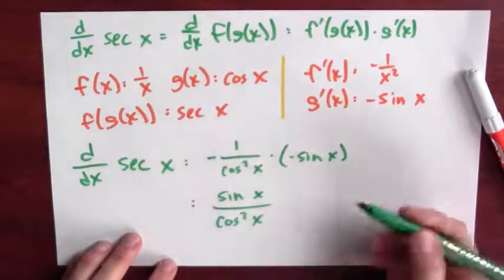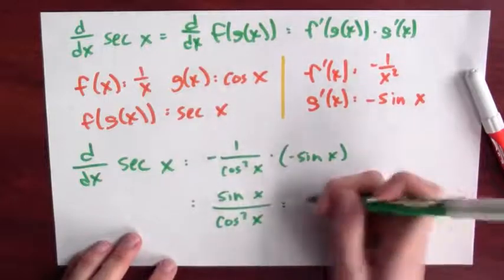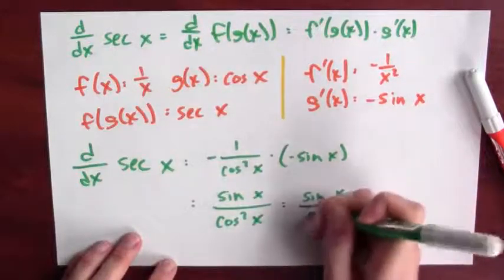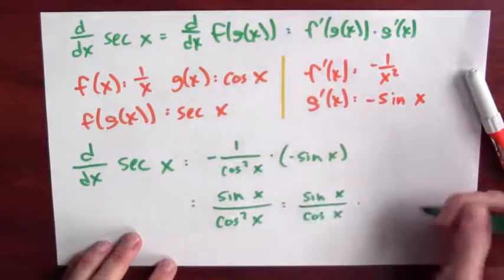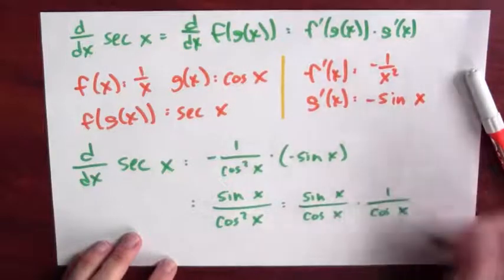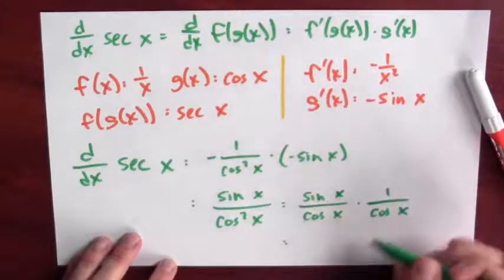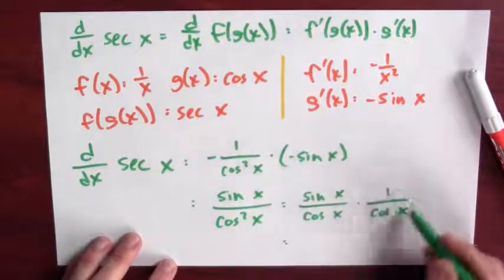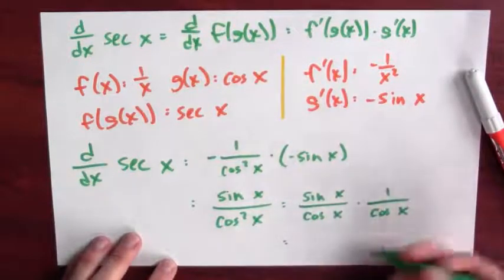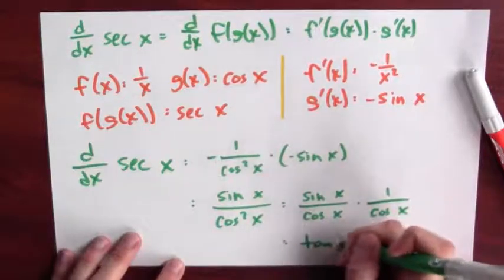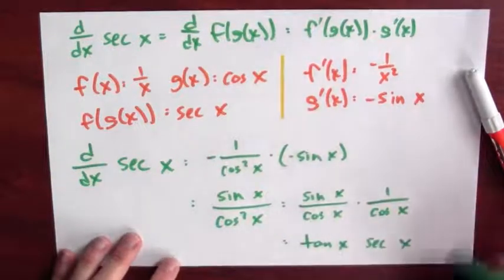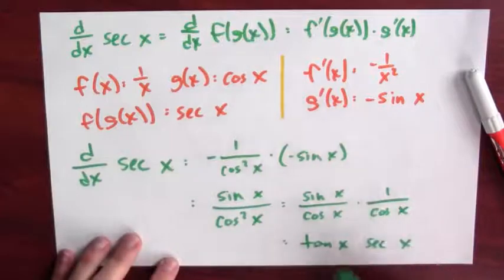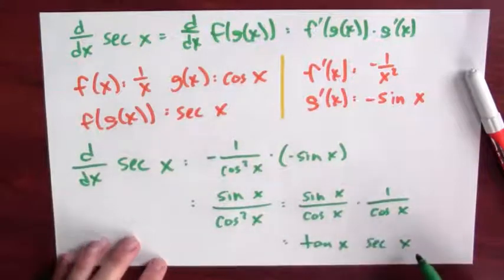But people don't usually write it this way. I could instead write this as sine x over cosine x times 1 over cosine x. In other words, I could write this as, well, what's this term? This is tangent and this is secant, so I could write this as tangent x secant x. So the derivative of secant x is tangent x times secant x.